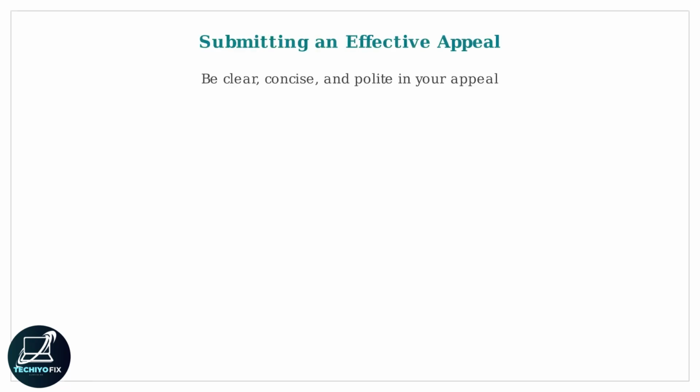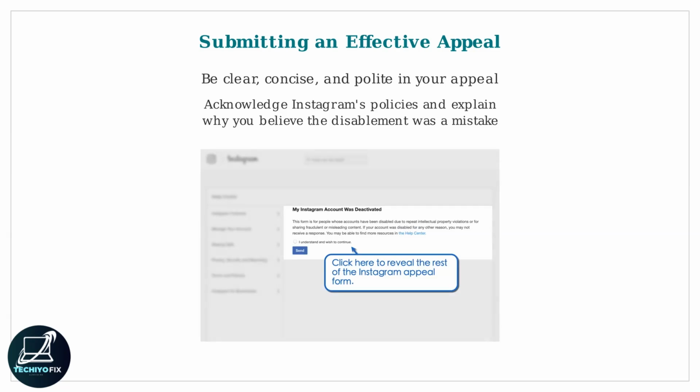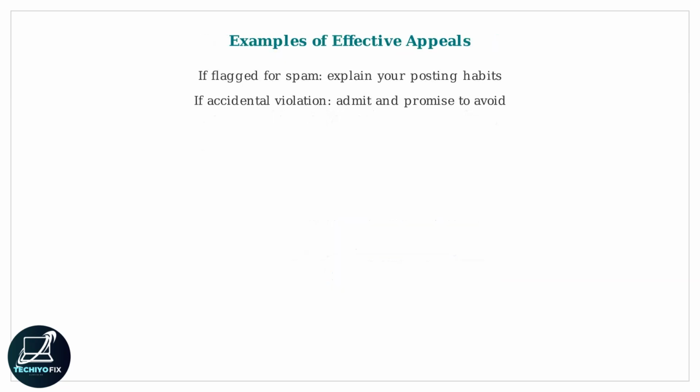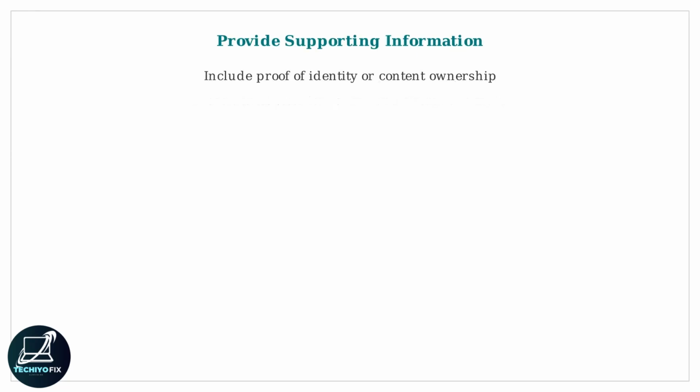When submitting your appeal, be clear, concise, and polite. Acknowledge Instagram's policies and explain why you believe the disablement was a mistake. For instance, if you believe your account was wrongly flagged for spam, explain your posting habits and engagement style. If you accidentally violated a rule, admit it and state you will avoid it in the future. Provide any information that supports your case, like proof of identity or content ownership.